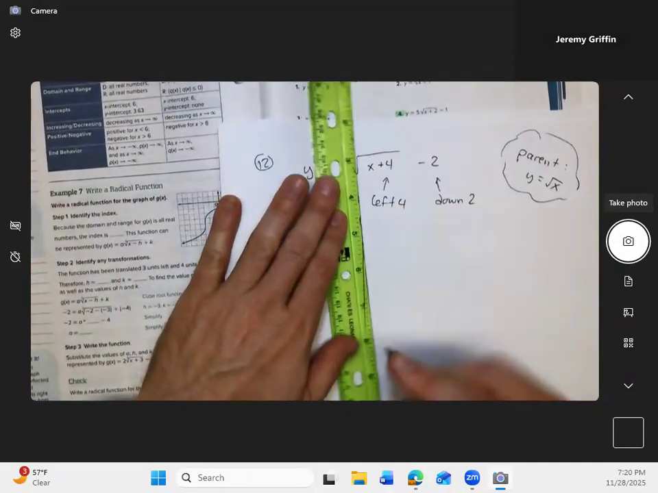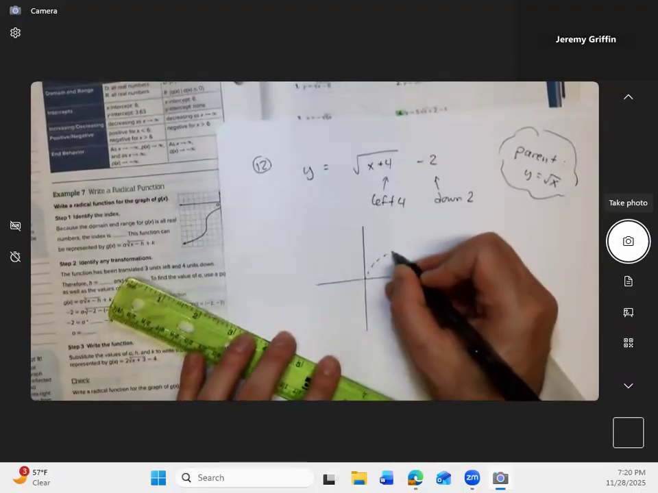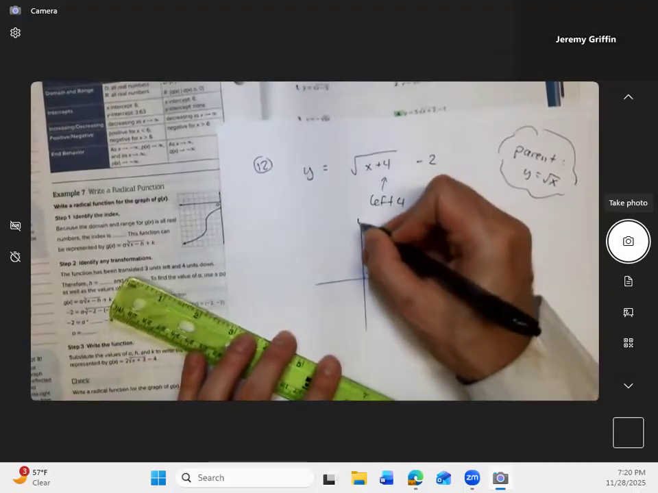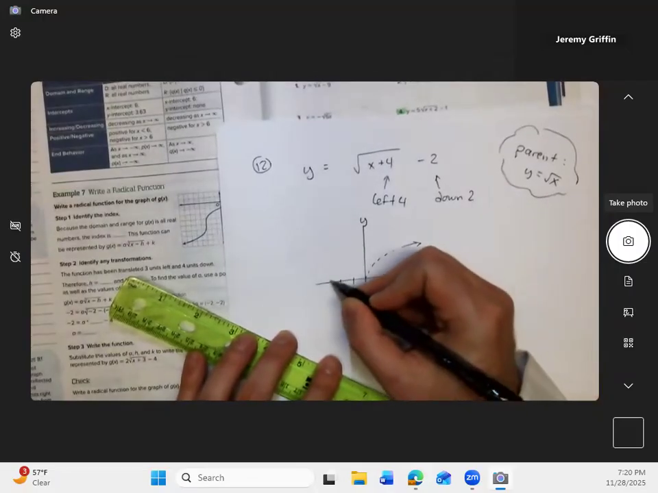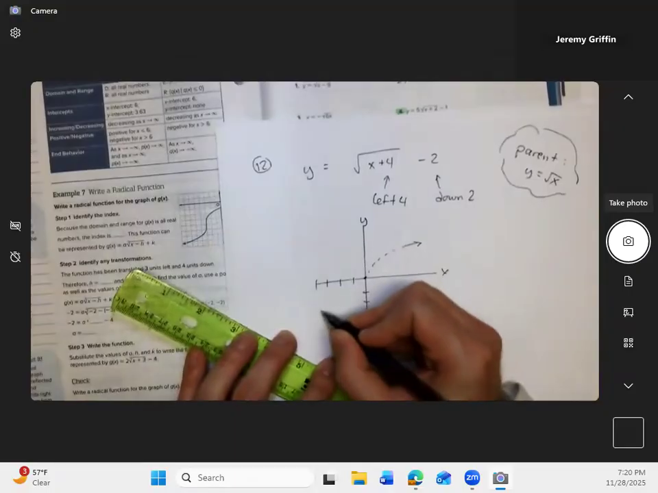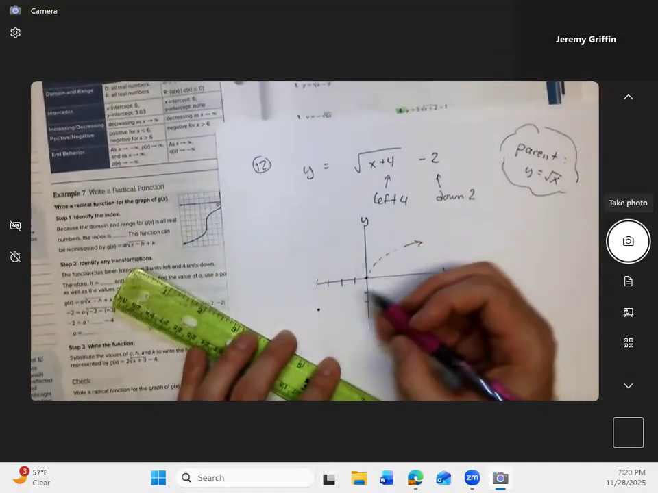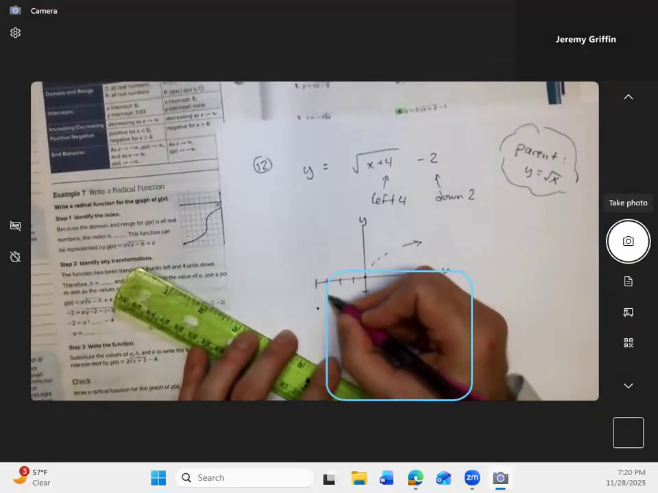Let me give you a quick graph. The parent basically does something like that. If I'm going left 1, 2, 3, 4, and down 2, following the origin point, it would now be down here. And now this graph is, let's see, and I'll also throw in some other points.